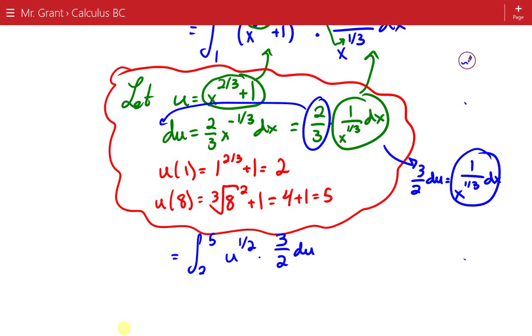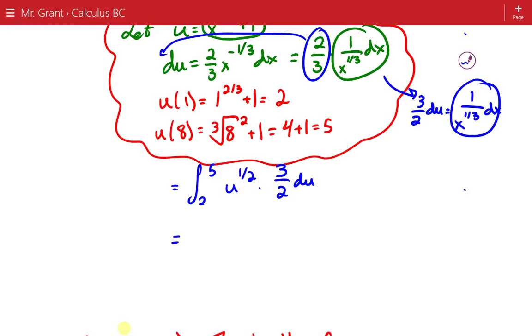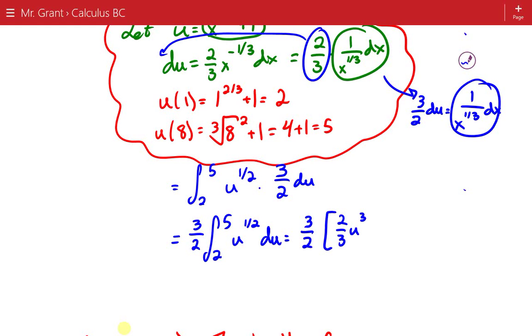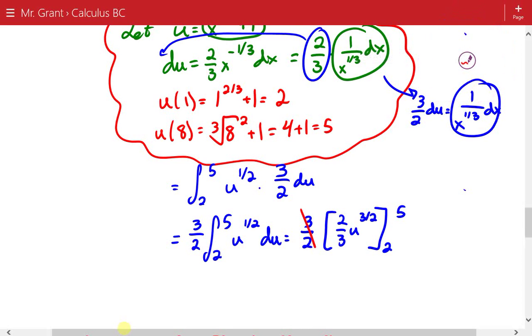Alright, and we can simplify this a bit further. We'll find that it becomes 3/2 integral from 2 to 5 of u to the 1/2 du. And this isn't too bad now. We can totally integrate, and we end up getting, well, 2/3 u to the 3/2 from 2 to 5. And we can tell that these two will undo each other.